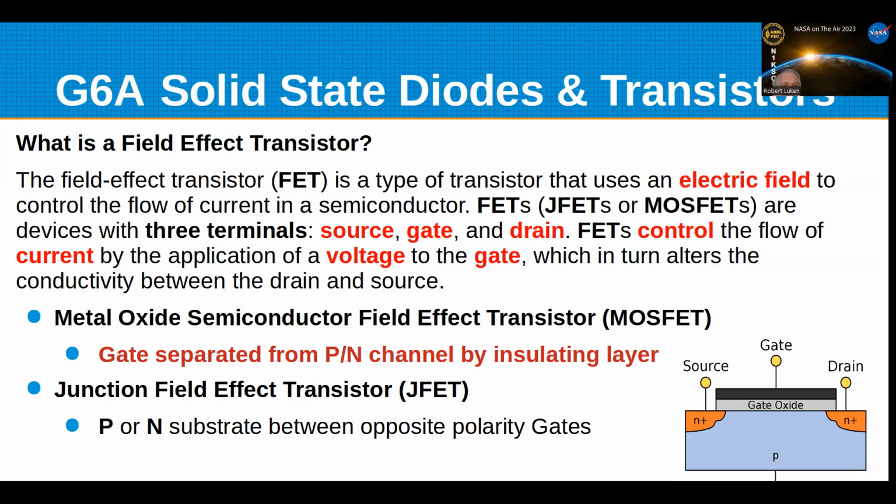The main thing to remember is the gate for a MOSFET is separated by an insulating layer. That's the difference between the MOSFET and a regular FET: metallic oxide. And it's this oxide or insulating layer where it gets its name.